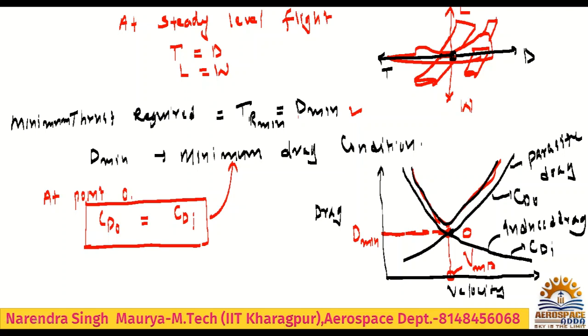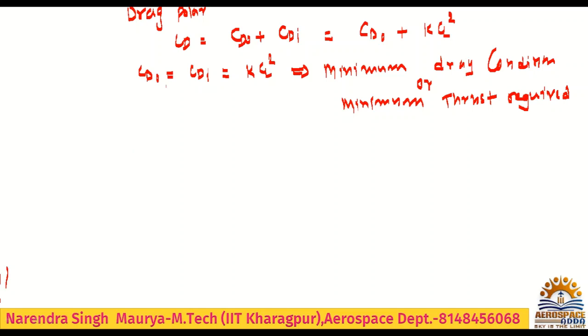All right. Anyway, always remember, this is very important. You need to remember this point. Thrust required is nothing but obviously the drag. And what is the minimum drag condition? This is the minimum drag condition. This is also very important, you need to make a mark: CD naught is equal to CDi. This is the minimum drag. So you got CD naught is equal to CDi.